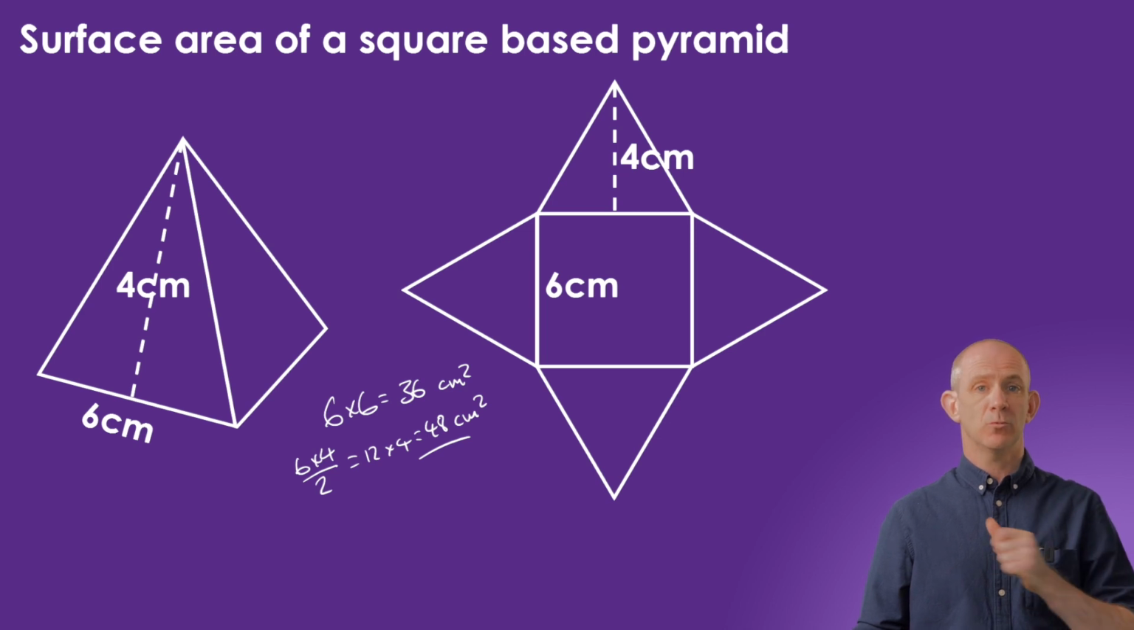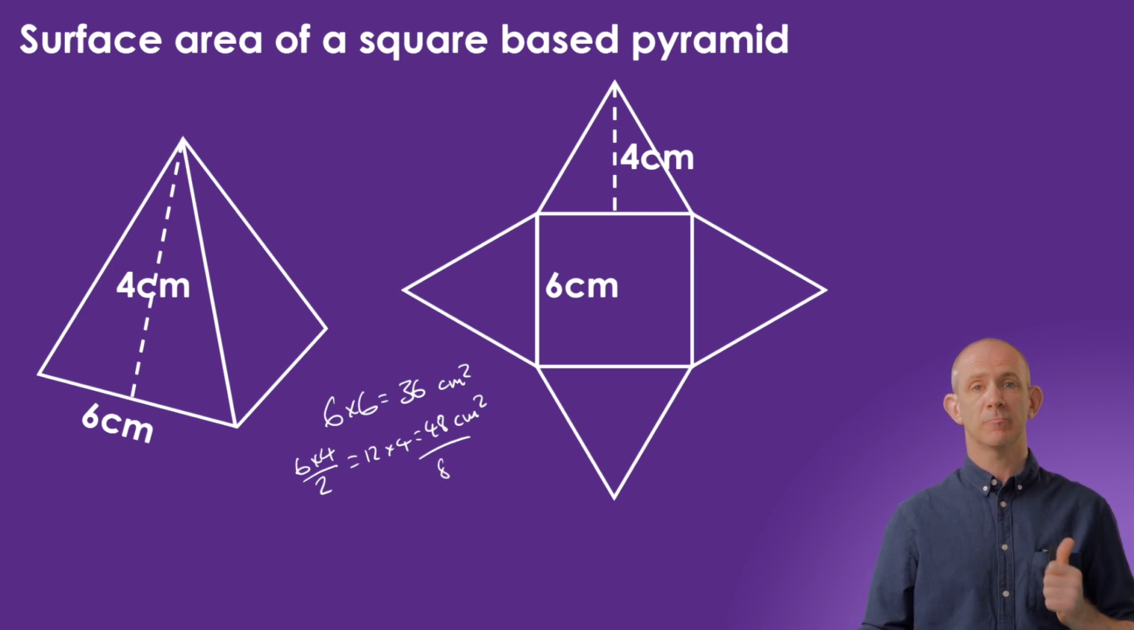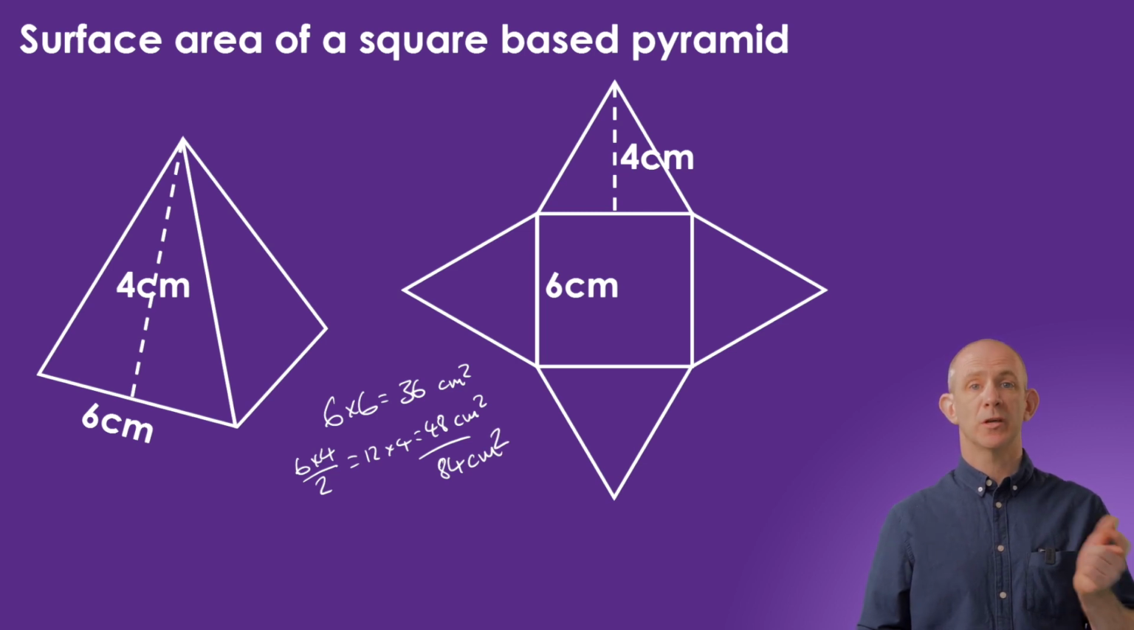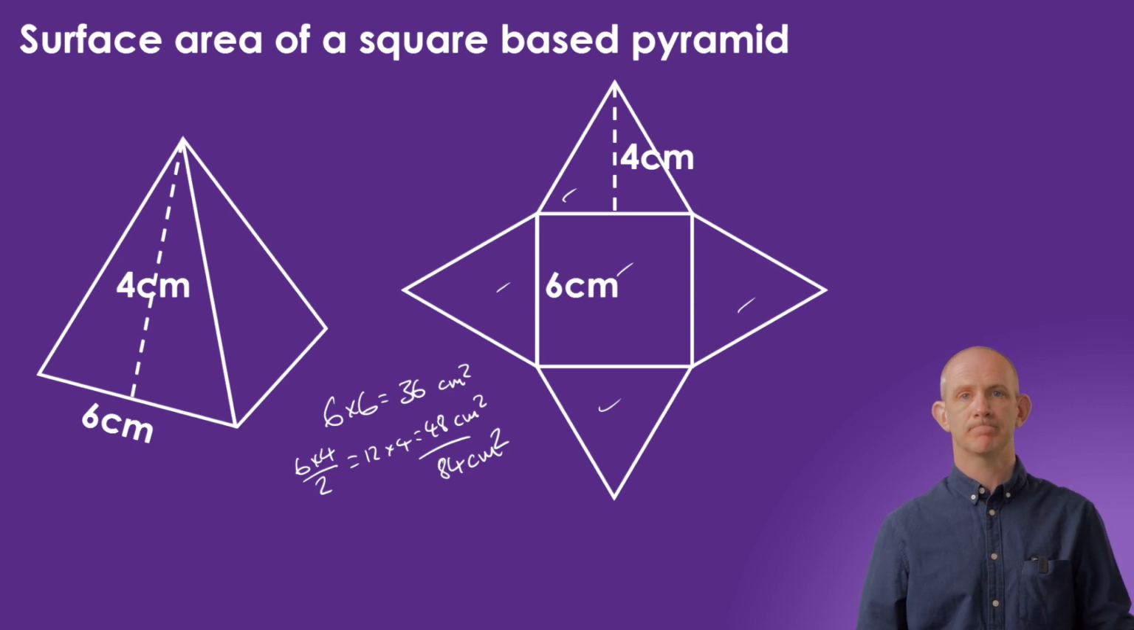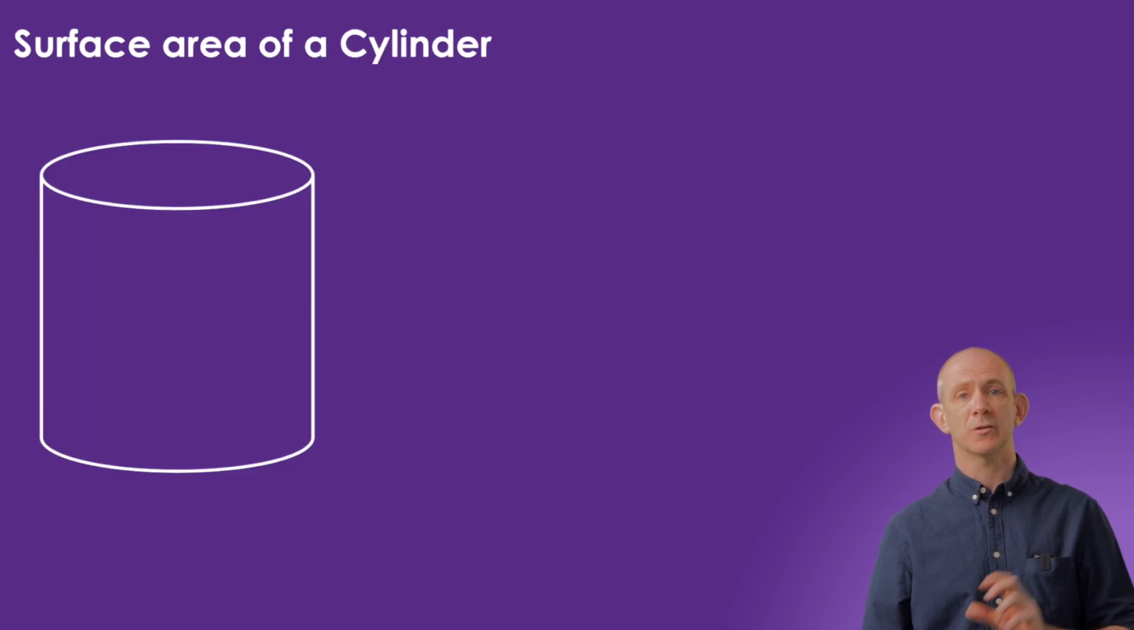If we add this to the base, we'll get the total surface area. 48 plus 36 will give us 84 centimeters squared. So we can double check that we've got all the sides of the shape and be confident we've calculated it correctly. Next, we're going to look at how to do this with a cylinder.